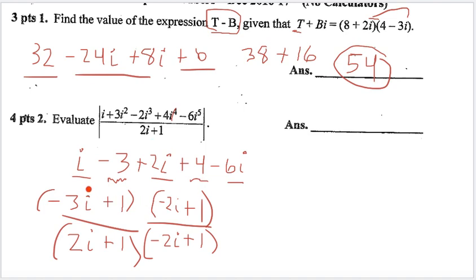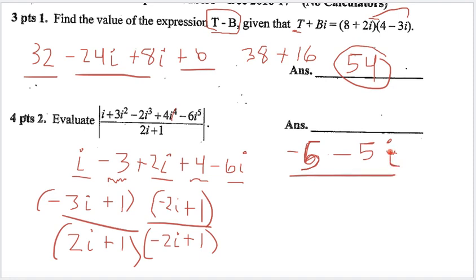if you don't mind. Negative 3i times negative 2i would be positive 6i squared, but i squared is negative 1, so it's negative 6. Negative 3 times 1 is negative 3i, but then I have 1 times negative 2 for negative 2i, so I have negative 3i minus 2i is minus 5i. And what else? What did I forget? The 1 times a 1 is 1. So I can change this to a negative 5, because negative 6 plus 1 is negative 5. There's my numerator.